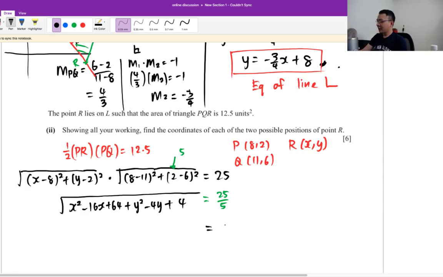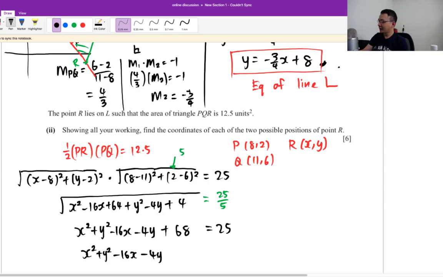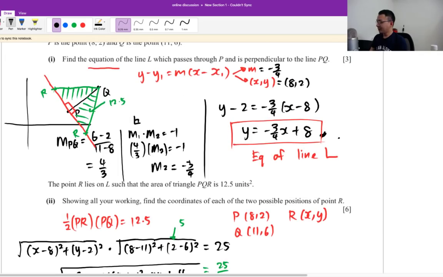Alright, and then this one, the square root I move here, it will become square. So 5 squared, you still get 25. And then here I will just simplify: x squared plus y squared minus 16x minus 4y plus 68 equals 25. I hope I don't make any careless mistake here. If not, we need to redo things. So this is x squared plus y squared minus 16x minus 4y, and then this one will become plus 43 equals 0.